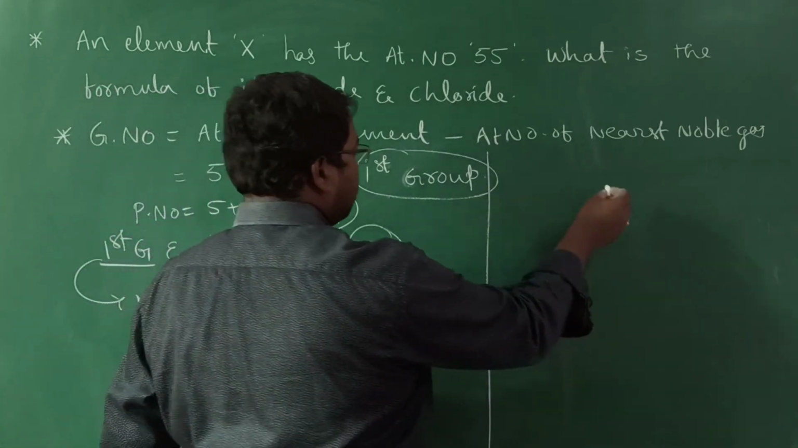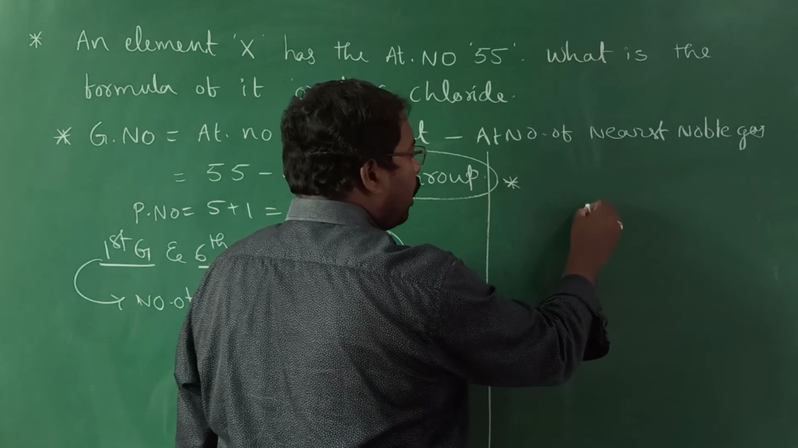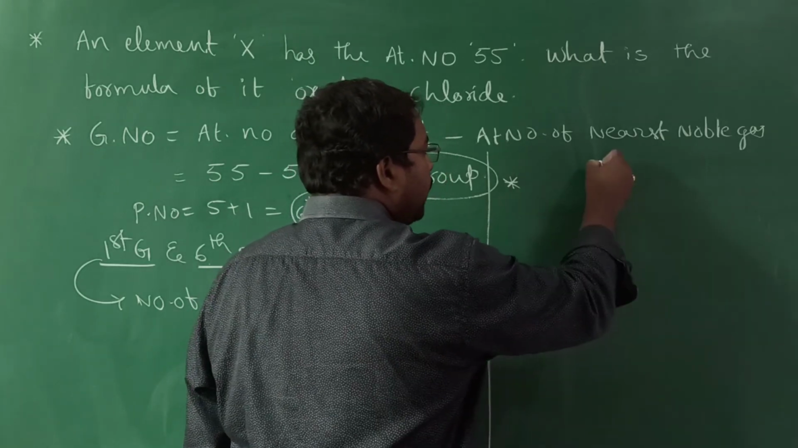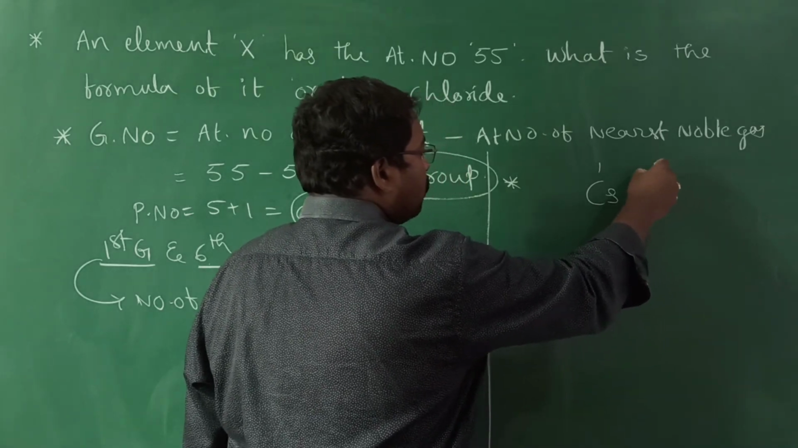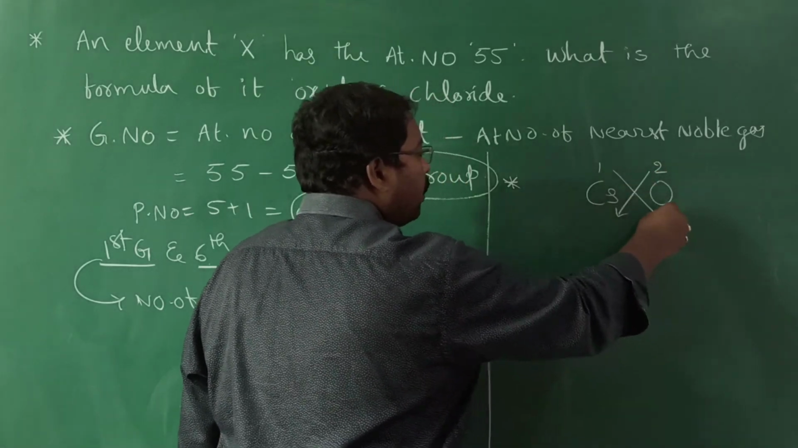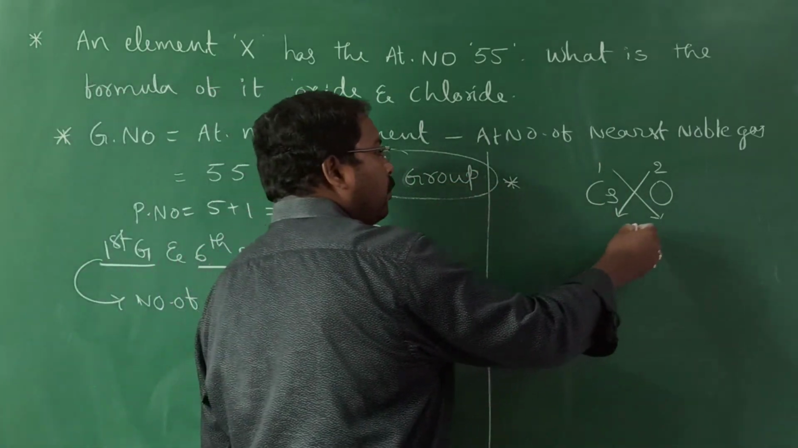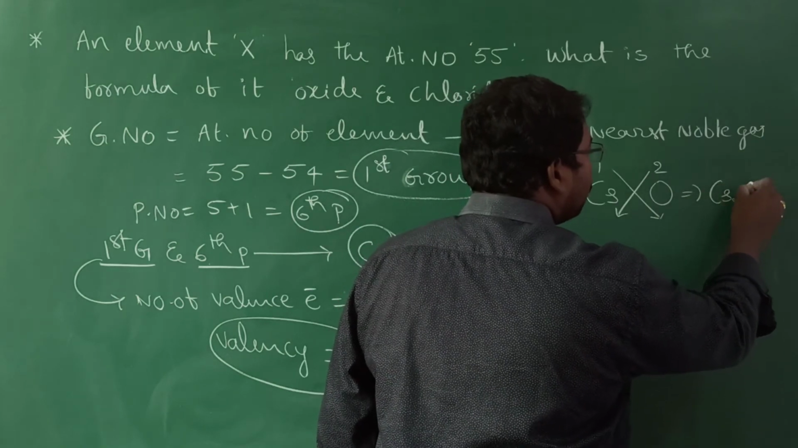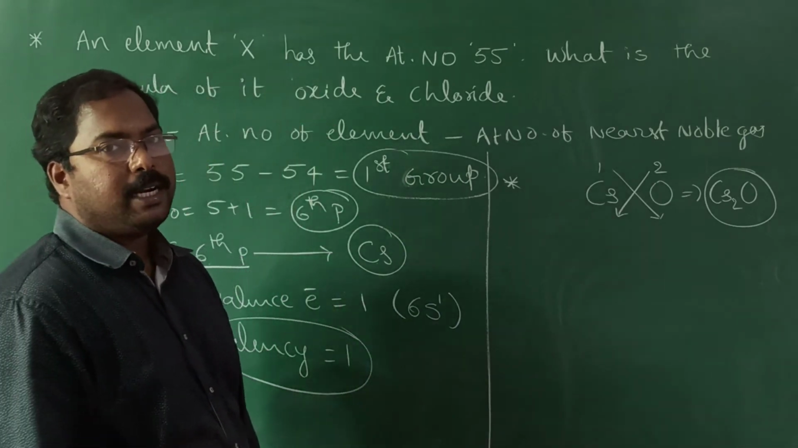Now coming to the question. Let us find the formula of that oxide. We came to know the element is cesium. Its valency is 1, oxygen valency is 2. We know how to frame the formula of the compound by crisscrossing the valencies. So the formula of the compound is Cs2O, cesium oxide.